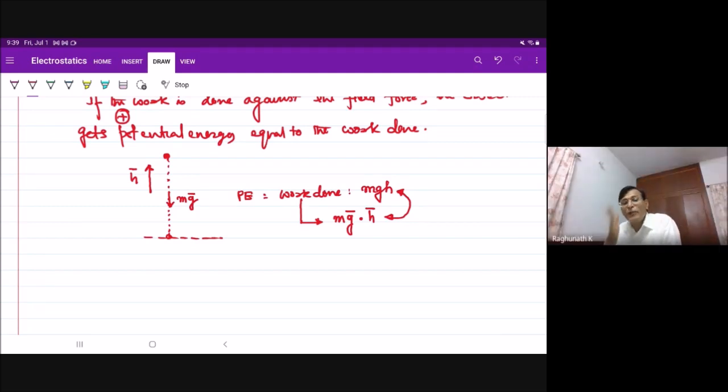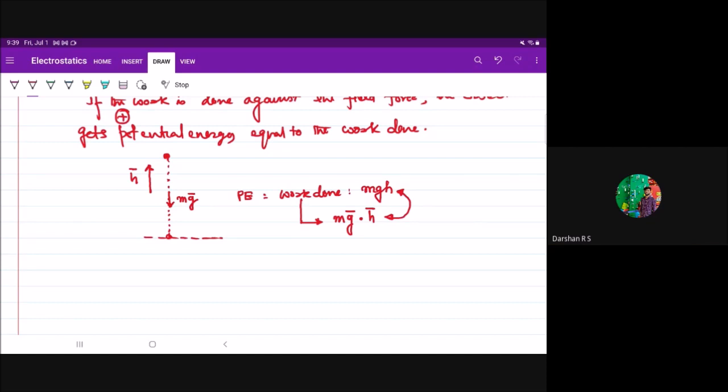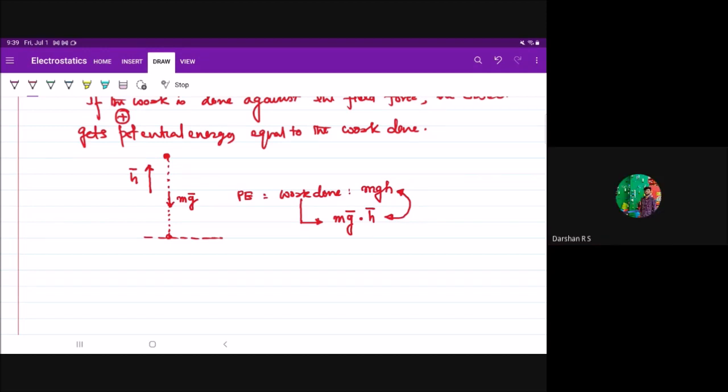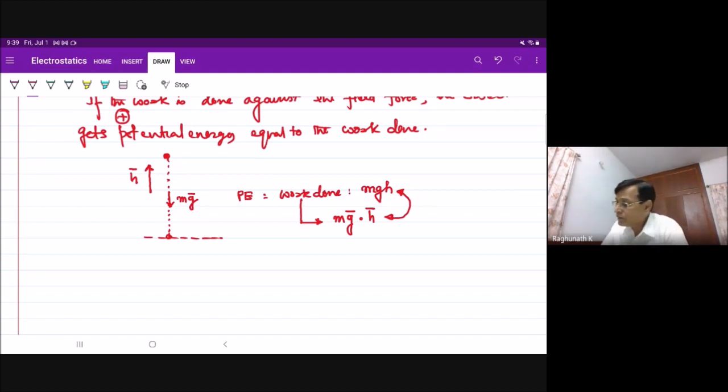Mg bar downward, h bar upwards. Mg bar dot h bar, is it positive or negative? In vector, it's negative, sir. Like mathematically, it's negative. Yes. But potential energy is positive. So what to do? Minus mg bar dot h bar. This is the only way in which we can come to the conclusion here. Mg bar is downward, h bar is upwards. Potential energy is positive. It is not a dot product.